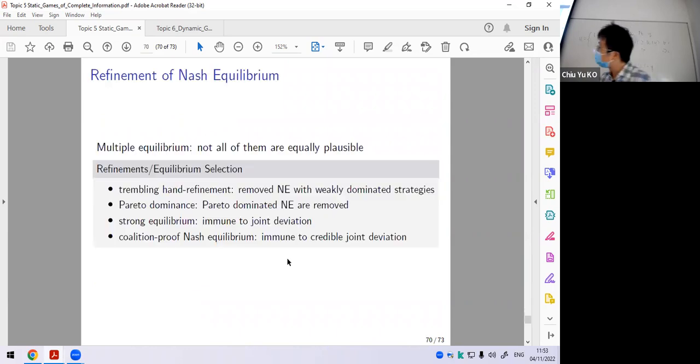So I want to talk about what we call refinement of Nash equilibrium. As we said, it's possible that we have many equilibria, and the problem is how we can take away those that are not so good. As far as I understand, and I also use it in my papers, one is what we call the Trembling-Hand refinement, and this is what it means.